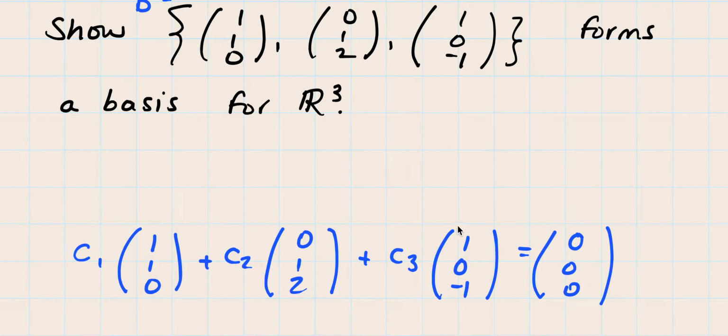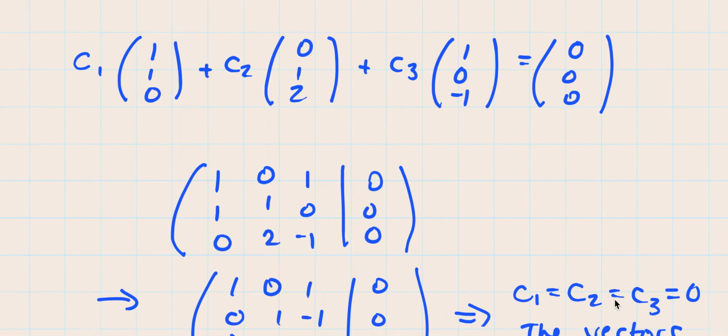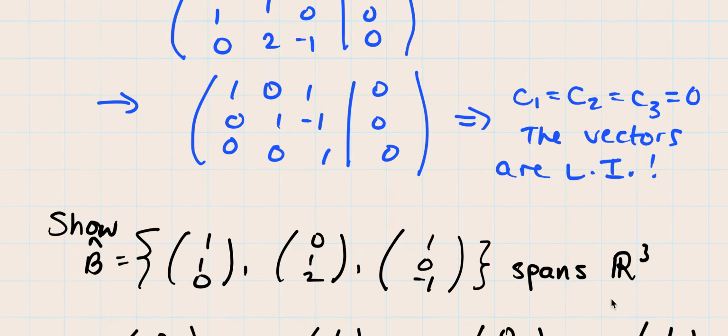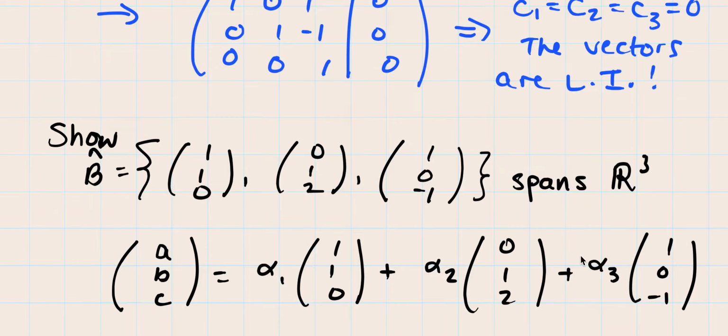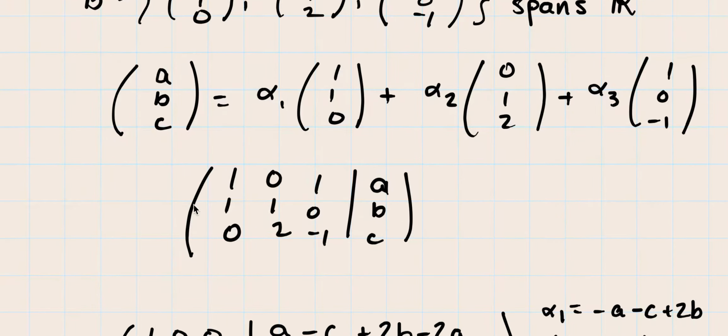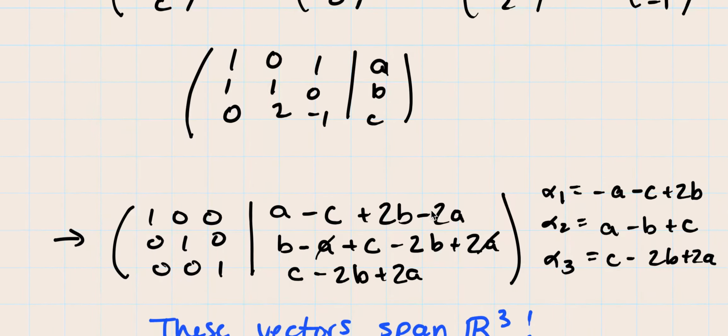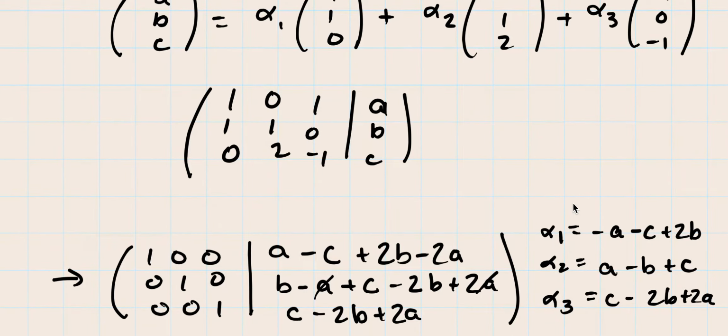And here's the work. We first showed that they were linearly independent by showing that C1, C2, and C3 have to be equal to 0 in order for this linear combination to equal the 0 vector. And then we had to show that these vectors span our vector space. So we wrote a linear combination of these 3 vectors, and we chose the vector A, B, and C. This corresponds to any vector in R3. And we put this matrix into reduced row echelon form, and we found out that we can write alpha 1, alpha 2, and alpha 3 in terms of A, B, and C.